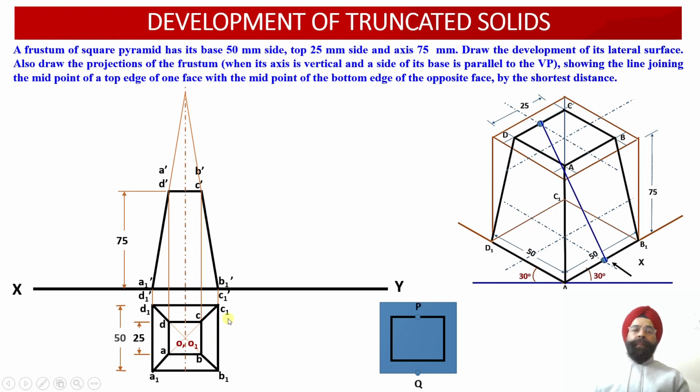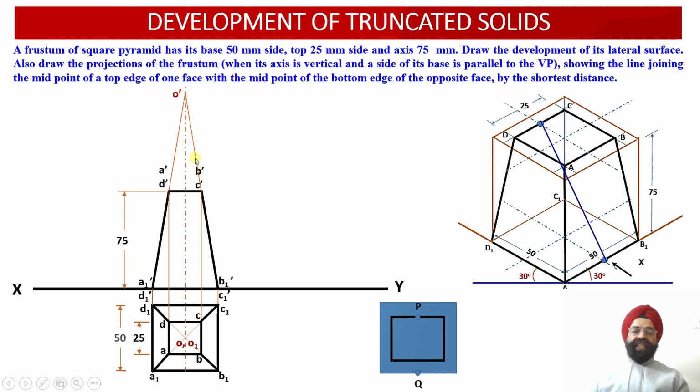In order to obtain the development of the frustum of the square pyramid, we need to obtain the complete pyramid without any truncation. So what do we have to do? We have to extend the slant edges A dash A1 dash and D dash D1 dash till they intersect at the axis point. Similarly, we extend the slant edges B dash B1 dash and C dash C1 dash till they intersect with the axis point. So the apex point of this frustum of the square pyramid has been obtained. Now we can see the slant edges of the original square pyramid, that is O dash A1 dash, O dash D1 dash, O dash B1 dash, O dash C1 dash.